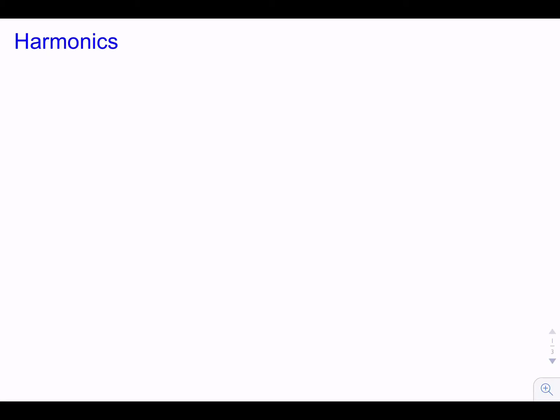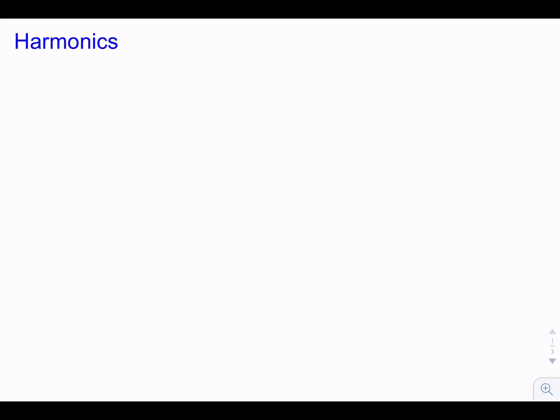Now we'll talk about harmonics. Many musical instruments rely on standing wave patterns to produce sounds that are pleasing to the human ear. Whether it is a violin string or the air column enclosed within a flute, the vibrating medium, i.e. the string or air, vibrates in such a way that a standing wave pattern results.